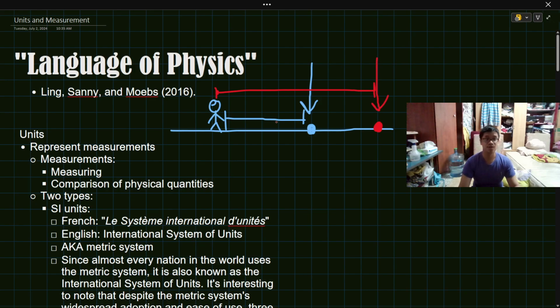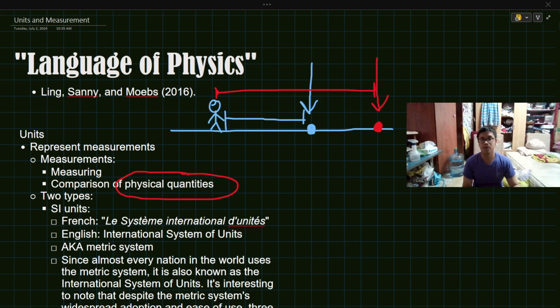So yes, units represent measurements, and measurements are used for measuring and for comparing physical quantities. If you're asking me what I mean by physical quantities, these are basically measurable things. For example, let's just say this one, my phone. You want to know the length of the phone and then its width. So with that, we can use units for that.